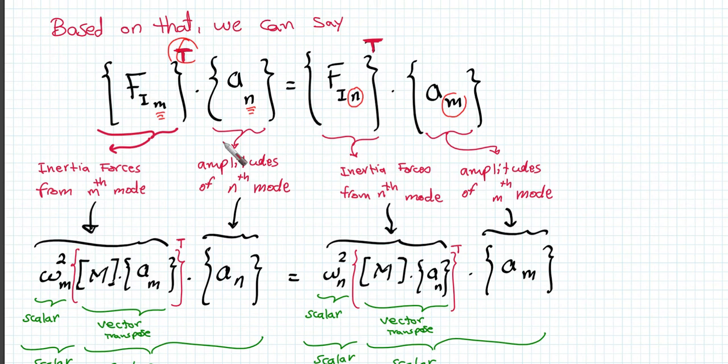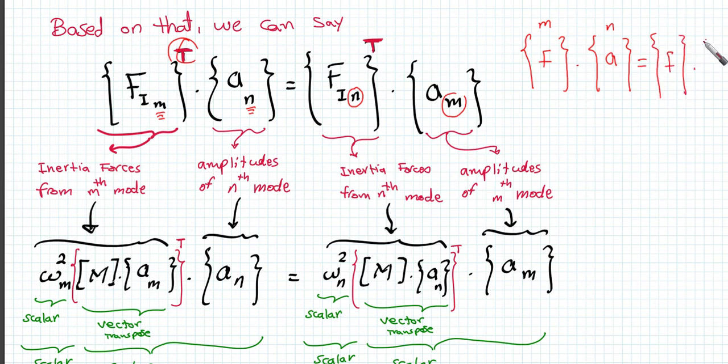What is the meaning of this? Before, as I said, if we go back to what we have explained in the previous slide, we said that we have some force times amplitude, right? And I said this is, for example, related to the m mode, and this is related to the n mode. It equals, again, another force and amplitude, and we said that this is related to the n mode and this is related to the m mode, right?